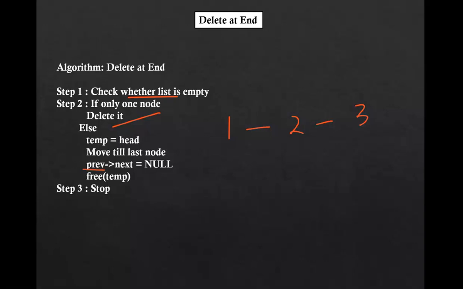There is something called previous. Finally, after your traversal, previous will point to 2 here and temp points to 3 here. I mean, temp points to the last node and previous will point to the previous node of the last node. And the concept is: make previous next null and free temp. So this is the logic to delete at the end.